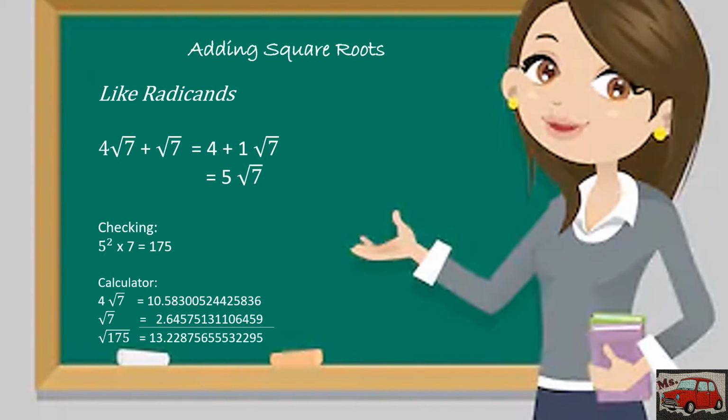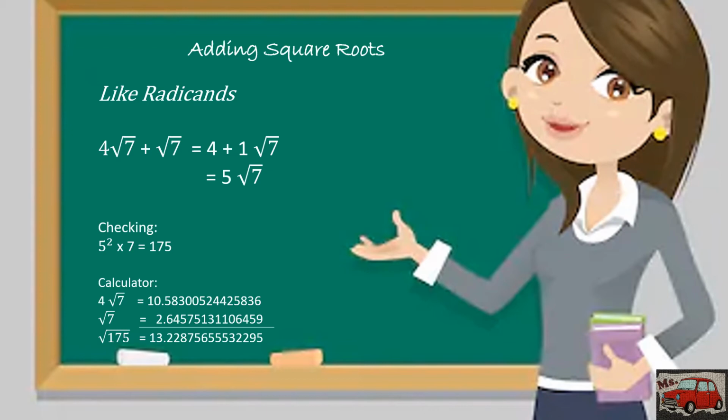Okay? First, adding square roots. So, kapag same yung radicand niya, ang gagawin mo lang is i-add mo yung square root na nasa labas. So, in this example, we have 4 square root of 7 plus square root of 7. So, in this case, walang number dun sa labas ng square root of 7. So, automatic 1 yan. Okay? So, ang gagawin natin, 4 plus 1. And then, yung square root na 7, ikakopy mo lang yan. So, the answer is 5 square root of 7.